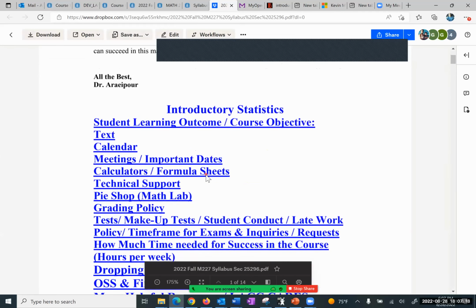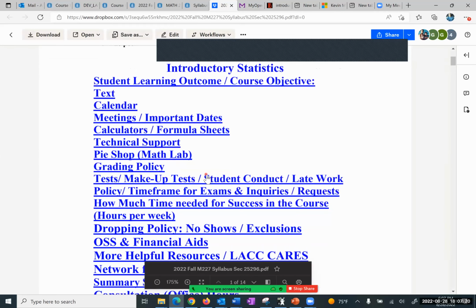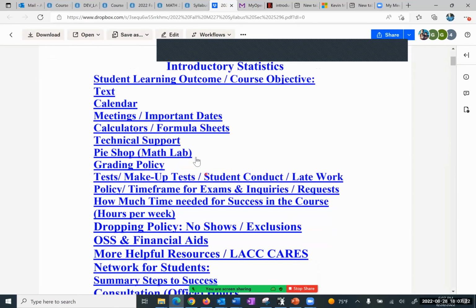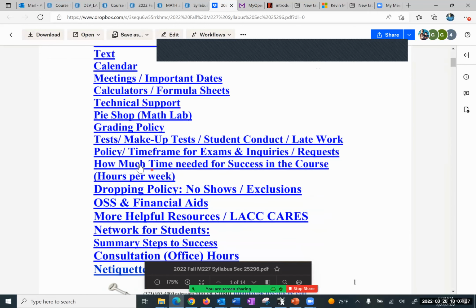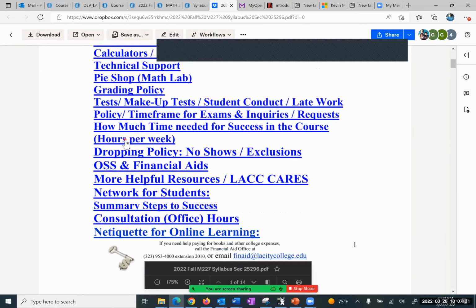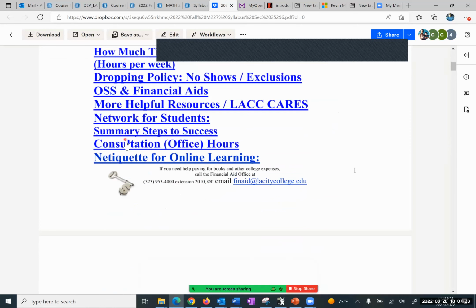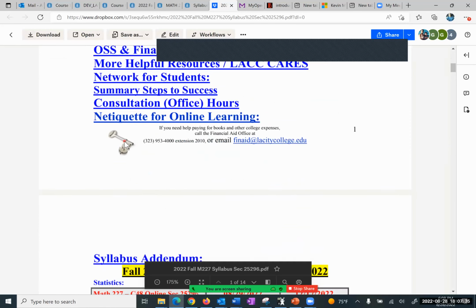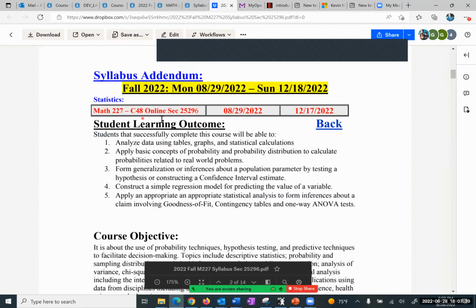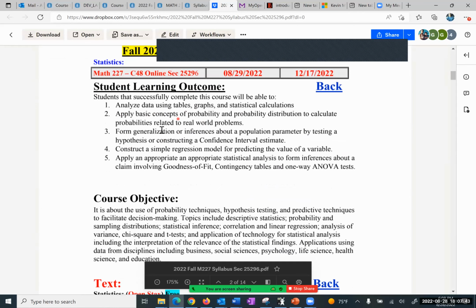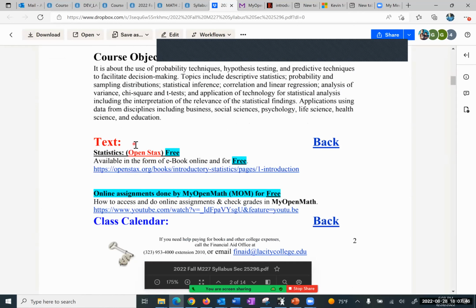As you know, nowadays the syllabi are getting longer and longer. That's why I put them in this format. You have various topics. If you don't want to look at the whole thing, you can click on a topic of interest and read about it. So I'm going to quickly cover every topic. The first and foremost is the section number, then student learning outcome, course objective.